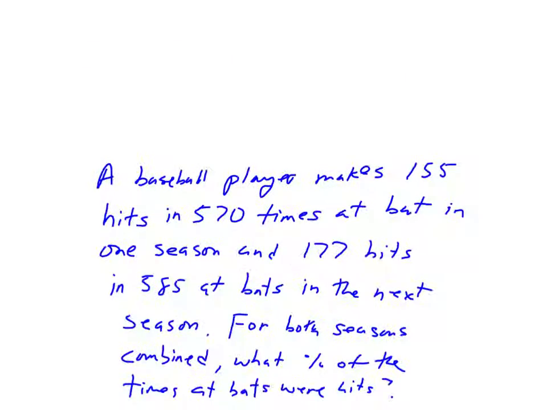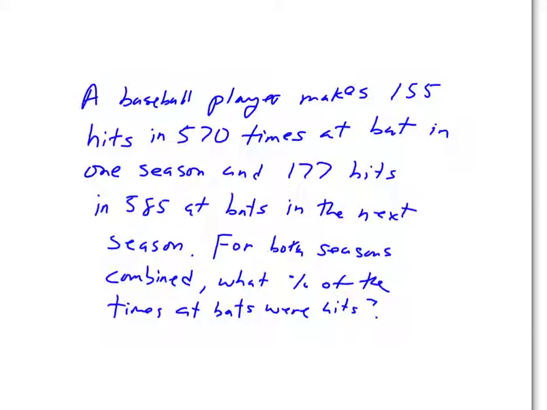All right, and so on this one you have a baseball player who makes 155 hits, and again I've had to explain this to people who don't know about baseball. Hits is not just hitting the ball, it's actually when you're able to get on base, a single, double, triple, or home run. He got 155 hits and 570 times at bat in one season. And then in the next season, he got 177 hits and 585 at bats. All right, so let me just get this consistent here. So this goes with this.